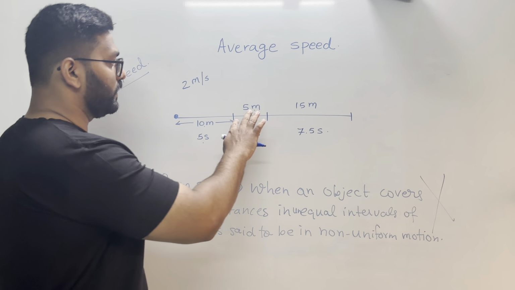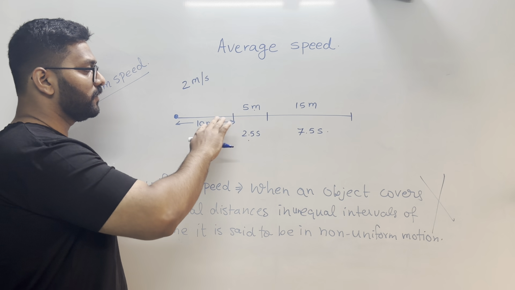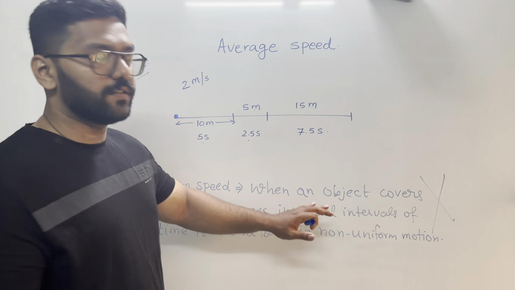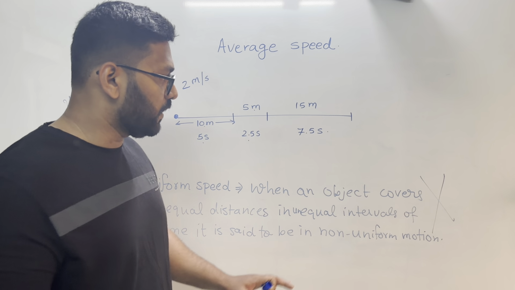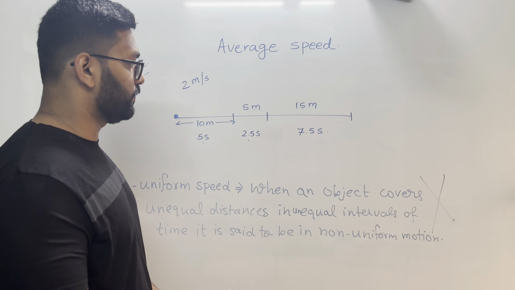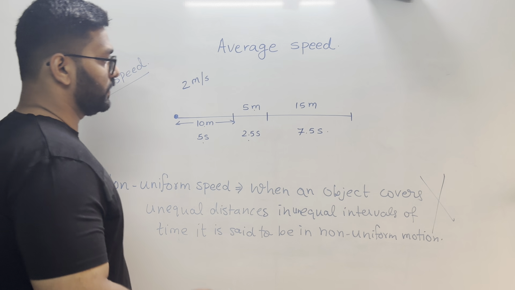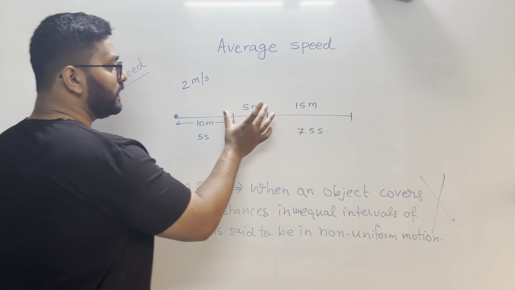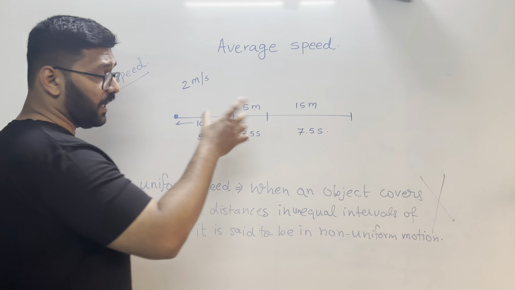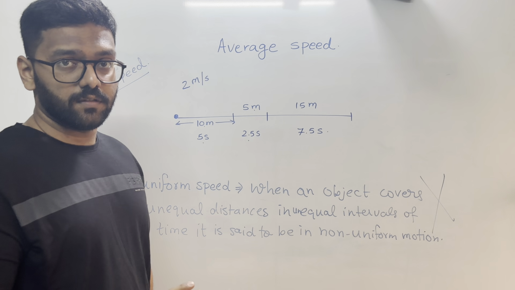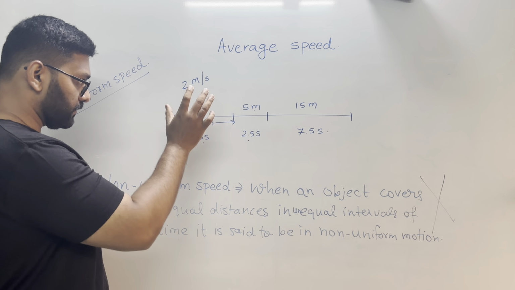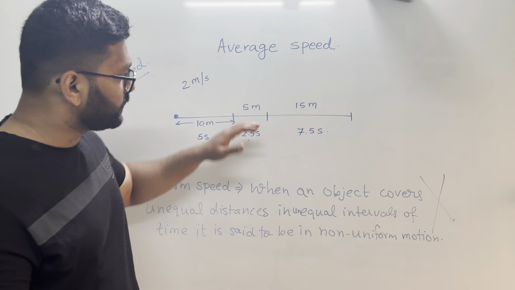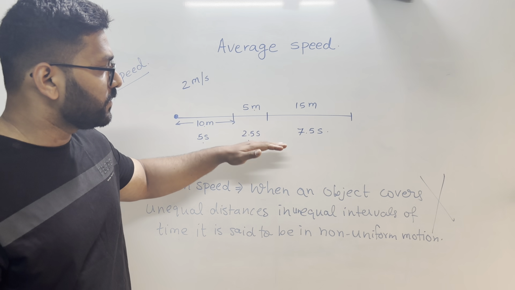So this is in fact a uniform motion, but it doesn't look like a uniform motion according to this definition. So this definition is not correct. Okay, so how will you modify this definition? To modify it, you say: if it covers equal distances in unequal intervals of time, or unequal distances in equal intervals of time. Either you fix distance interval or fix time interval.